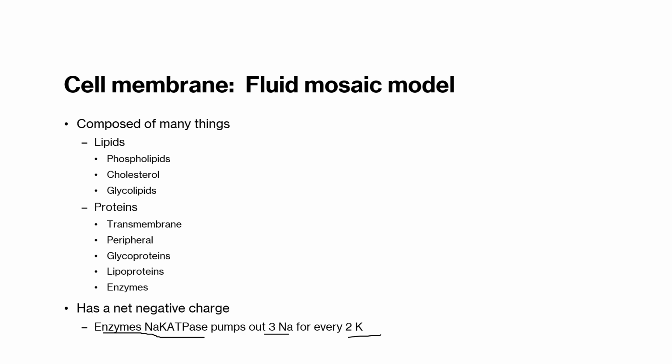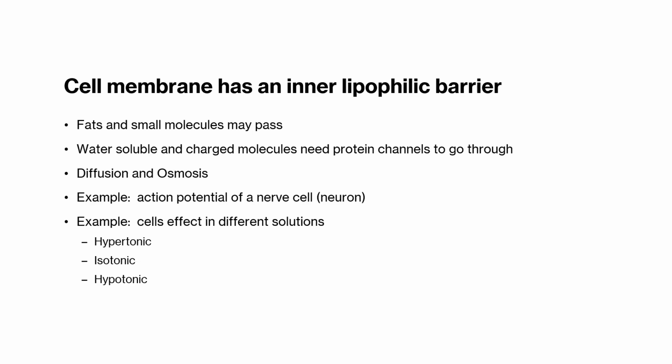So every time you're pumping 3 sodium out and 2 potassium in, you end up getting a net negative charge, which is seen on the membrane.